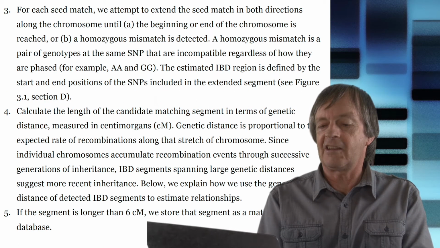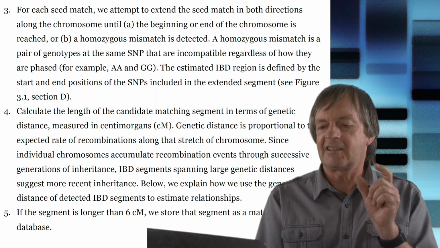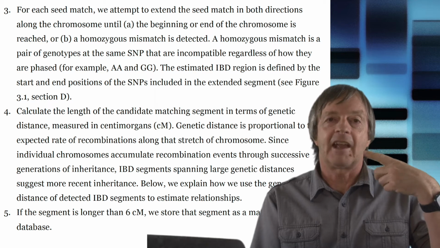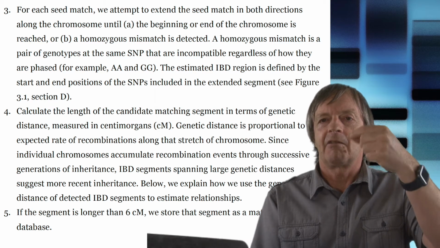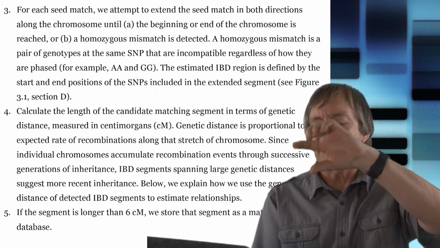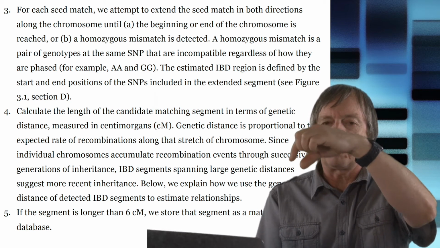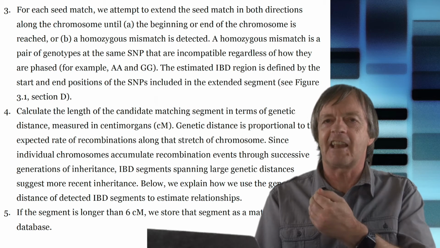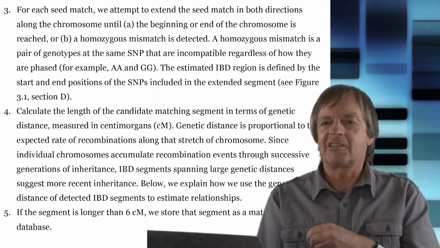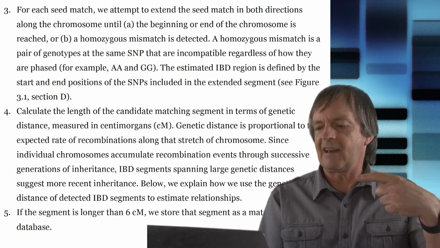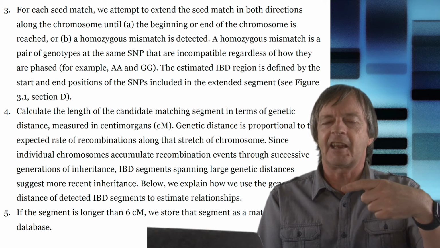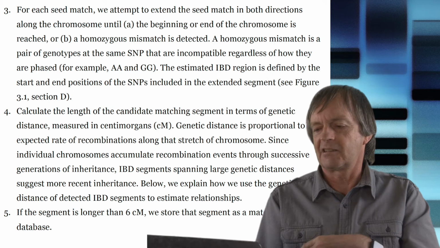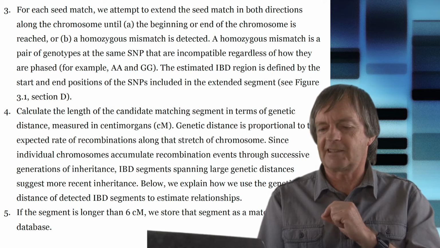Then for the third step, for each of those seeds, they will attempt to extend the segment. So they'll carry on where they've matched those segments. They'll carry on for the two matches and identify where they're identical, and they will continue to do that until they either reach the end of the chromosome or they no longer match. And they will then call that a segment that is an IBD. In other words, they're identical by descent. So it's thought those segments come from a common ancestor.